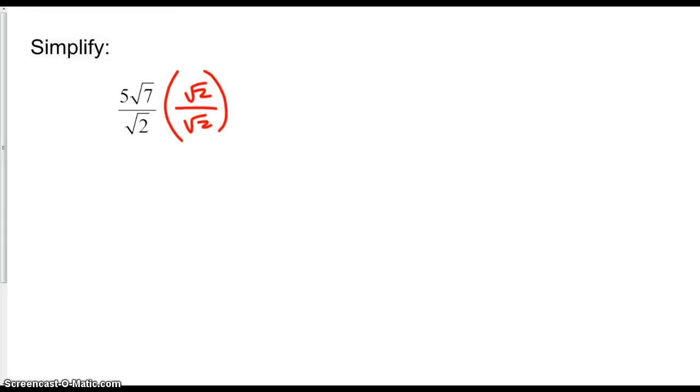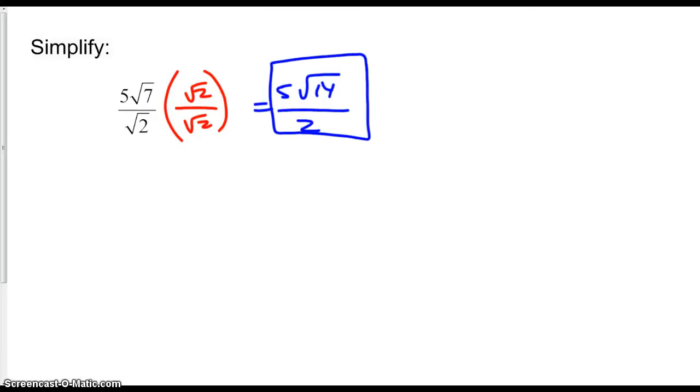Okay, when you multiply across the top, I've got 5 times the square root of 14, because I'm going to combine those back together again into 1. Remember, for simplification, I don't want multiple radicals. I want one radical. And the square root of 2 times the square root of 2 is just 2. So this simplifies to 5 times the square root of 14 divided by 2.